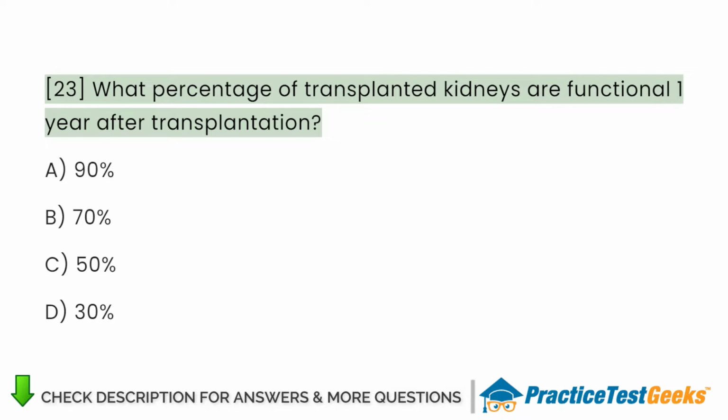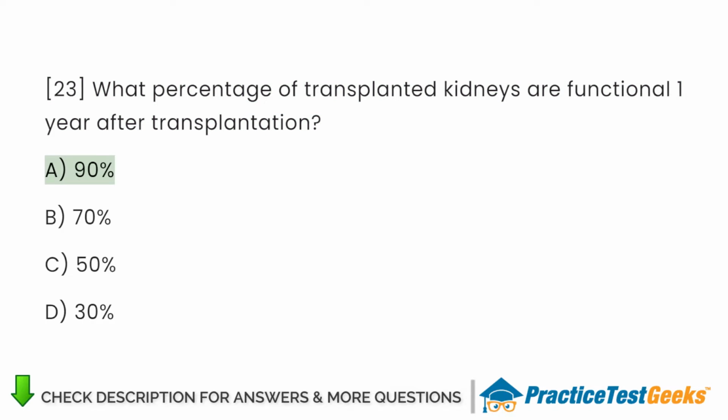What percentage of transplanted kidneys are functional 1 year after transplantation? A. 90%. B. 70%. C. 50%. D. 30%.